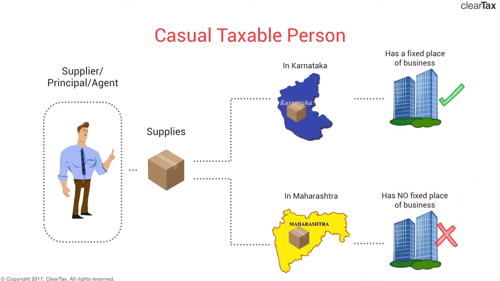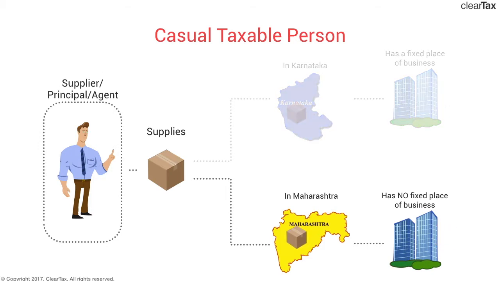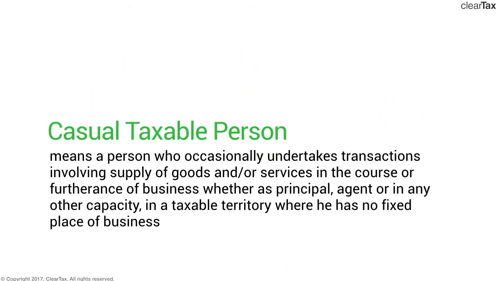So this is an important point. He does have a fixed place of business somewhere in India, but he doesn't have one at a place where he supplies goods. This guy could be a mango trader in Karnataka who decides to sell mangoes occasionally in Maharashtra during the season. And that's the definition of a casual taxable person. He's someone who occasionally undertakes transactions which could include supply of goods and/or services, whether as a principal, agent, or in any other capacity, in a territory where he has no fixed place of business. Because our businessman had no fixed place of business in Maharashtra where he supplies goods, he has to mandatorily register.